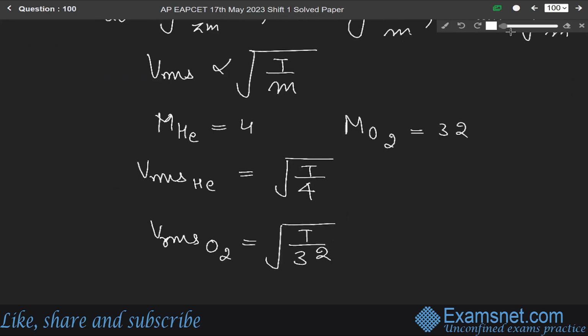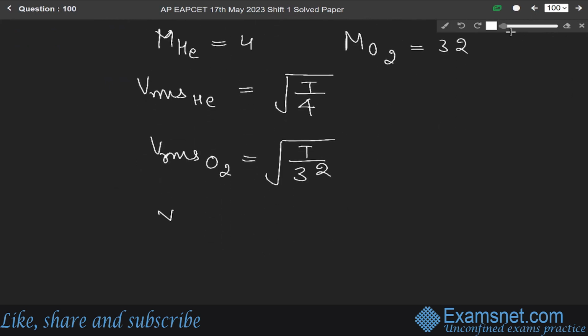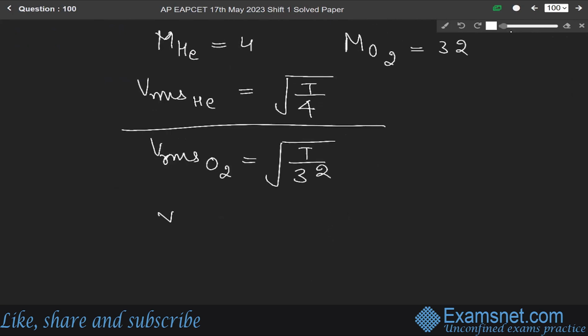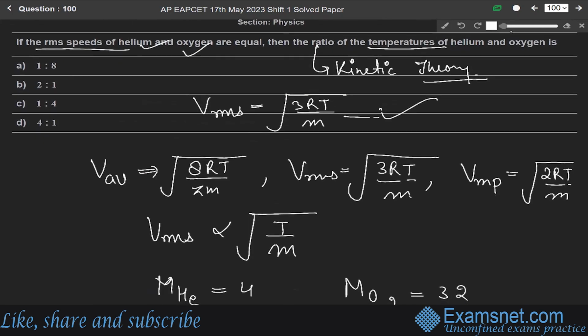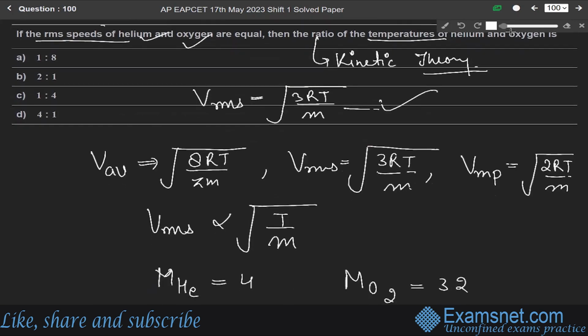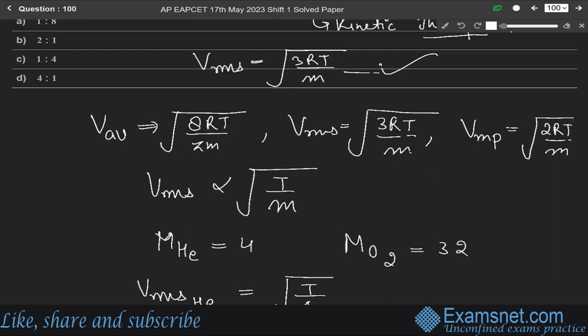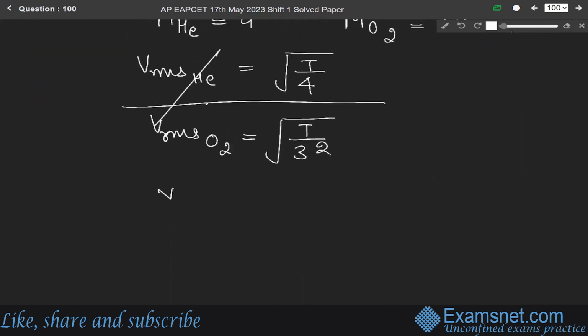Okay, so we have to find helium over oxygen. So dividing these two equations, we get VRMS of helium over VRMS of oxygen equals under root T by 4 and under root T over 32. And according to the question, the RMS speeds are equal, meaning these two are equal. So under root T by 4 will be equal to under root T over 32. This is of helium and this is of oxygen.